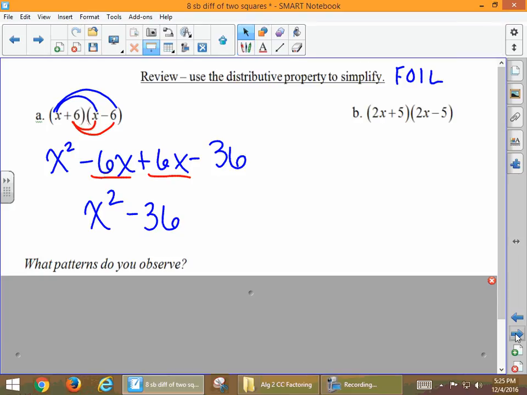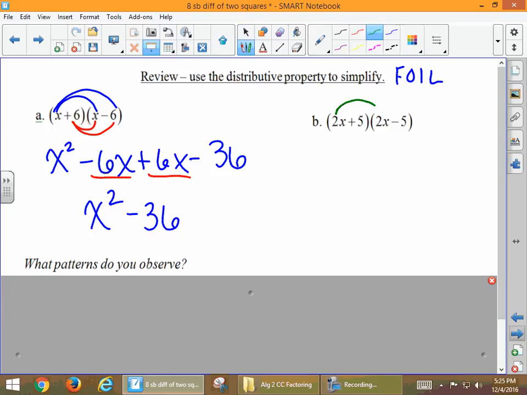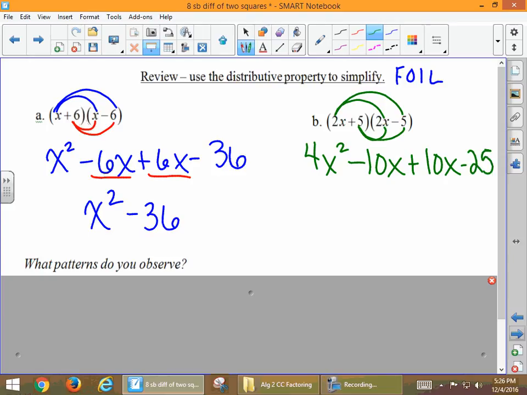On example B, it's the same kind of thing. We take 2x times 2x, which is 4x squared. 2x times negative 5 is minus 10x. 5 times 2x is plus 10x. And positive 5 times negative 5 is negative 25. When we look at this again, negative 10x and positive 10x cancel out, and we're left with 4x squared minus 25.